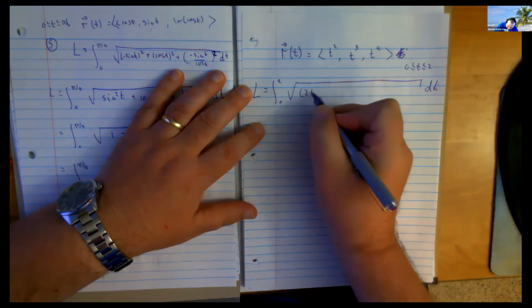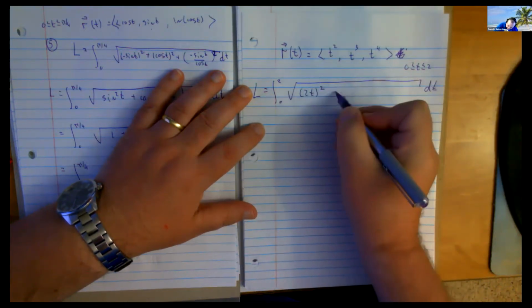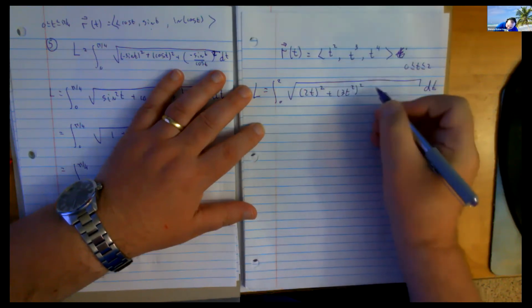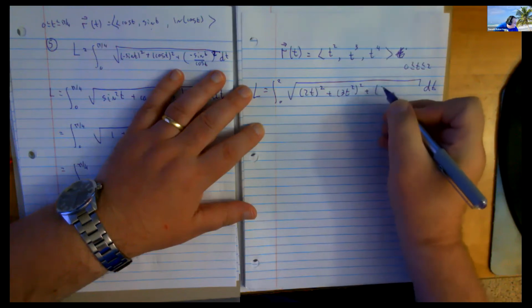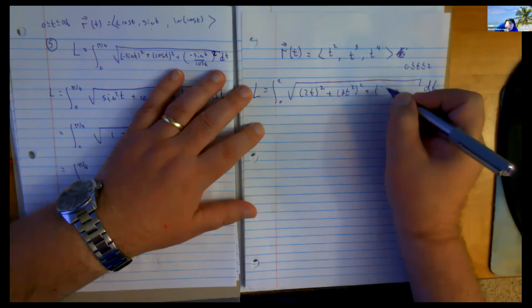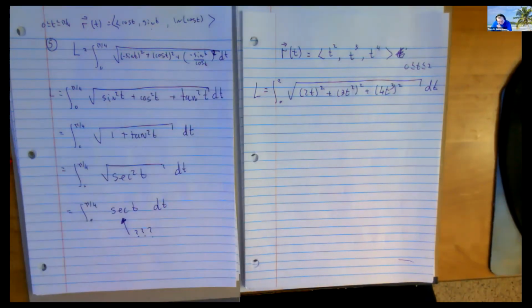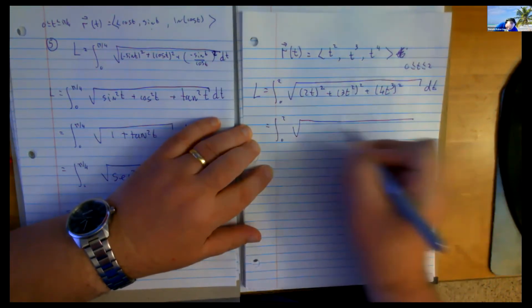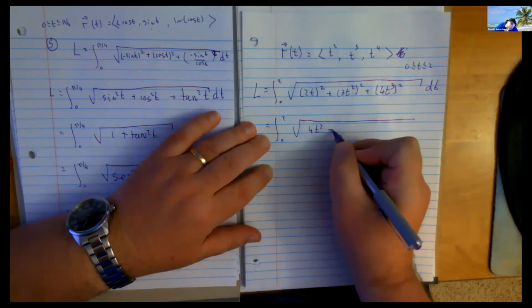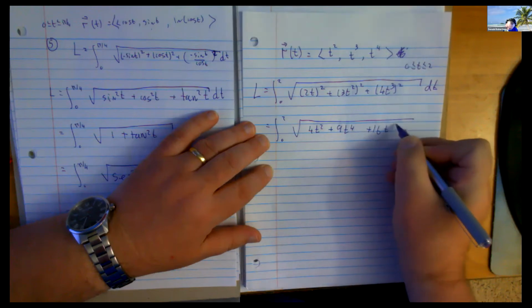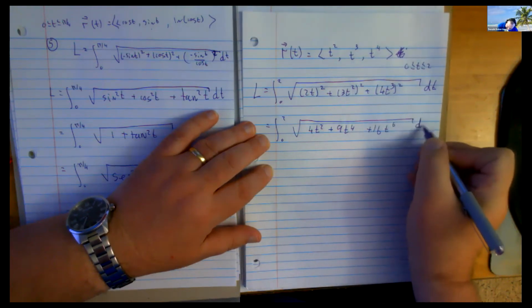Differentiate this guy, you get 2t and then you square it. Differentiate this guy, you get 3t squared and then you square it. Differentiate this guy, and then you square it. Four t squared plus 9t to the 4 plus 16t to the 6 dt.